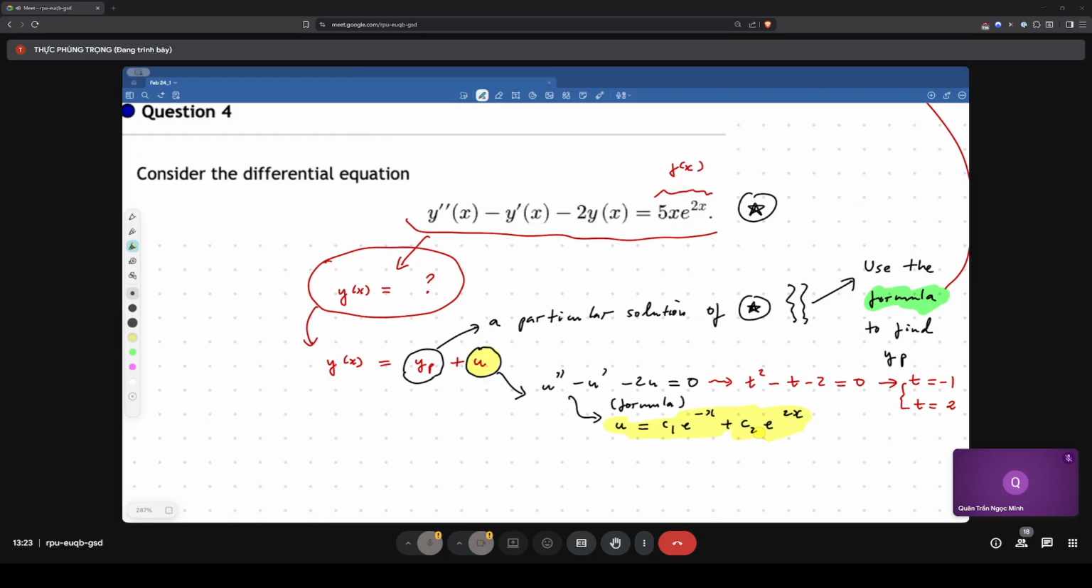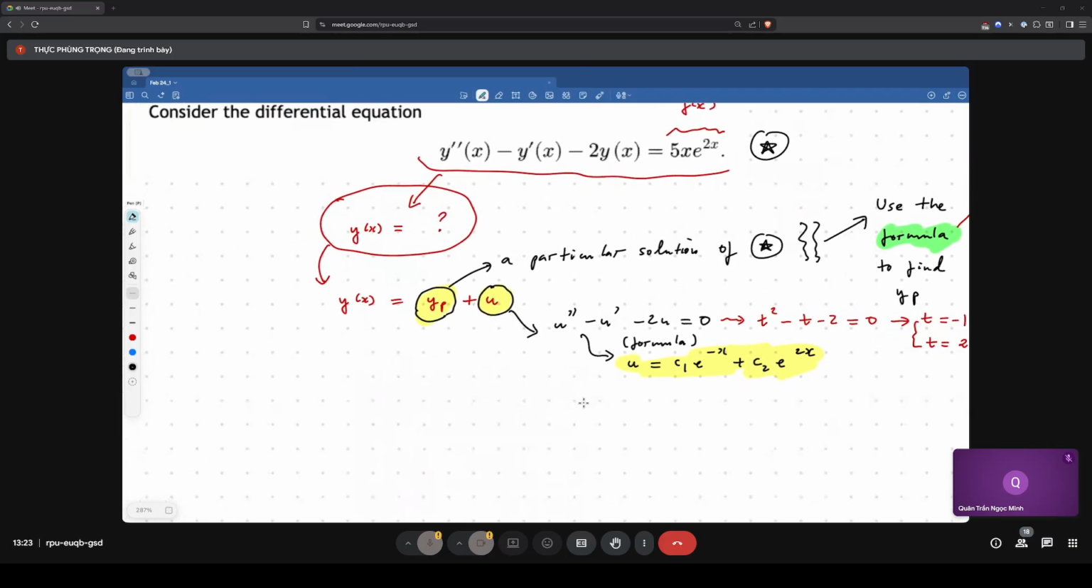The remaining thing now is yp, right? So let's go to that. Let's find yp. And then after that, we get all solutions. All solutions are the sum you see right here, right? Now let's get yp.